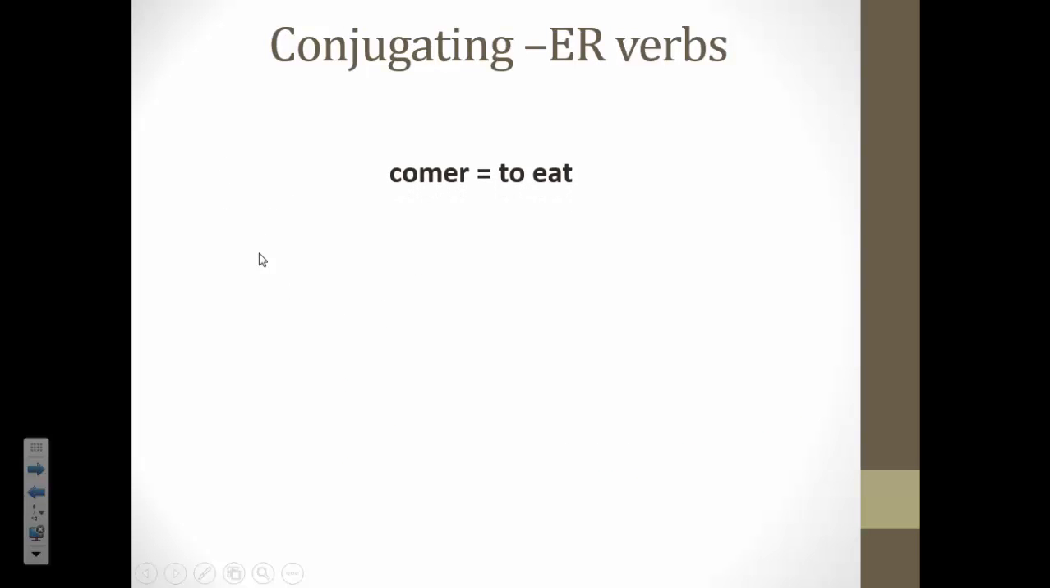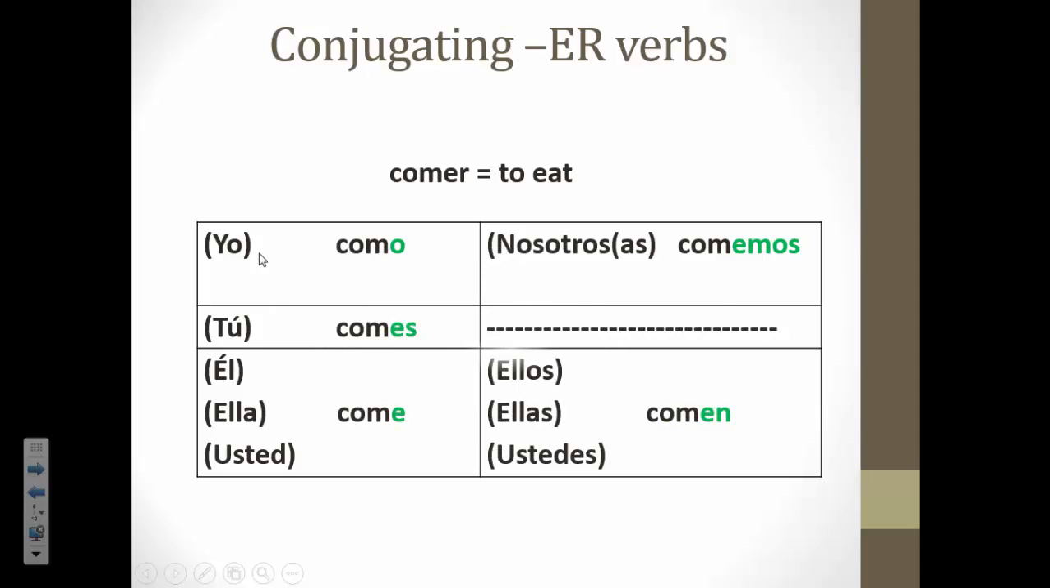Okay, so let's conjugate the verb comer, which we know means to eat. So we want to change it. We want to conjugate it and say things like I eat, I am eating, or I do eat. You eat, you are eating, or you do eat. So as we go through the chart here on this slide, make sure that you fill in part D of comer as we go through.